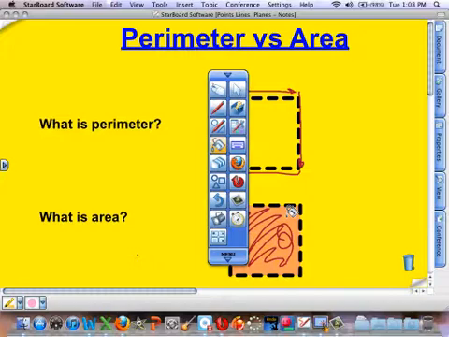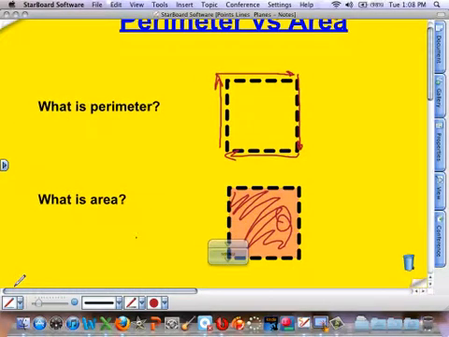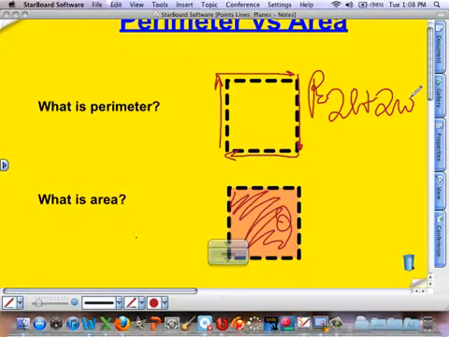Now let me ask you this. How do you find perimeter of a rectangle? You guys might know this, some of you might not know this. 2L plus 2W. Yeah, perimeter is twice the length, twice the width. By the way, what are your units for perimeter?